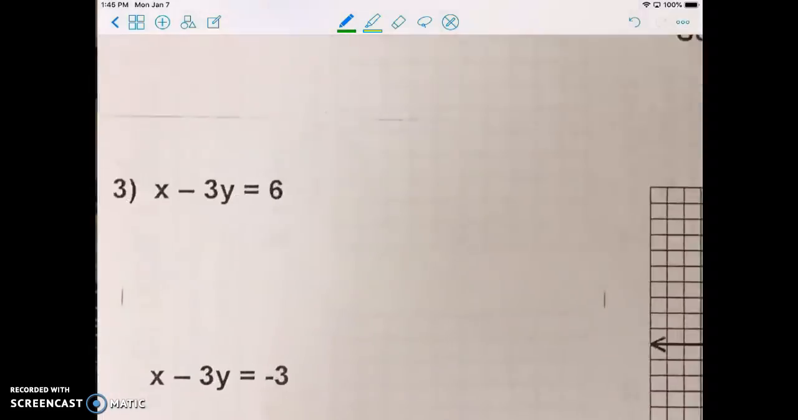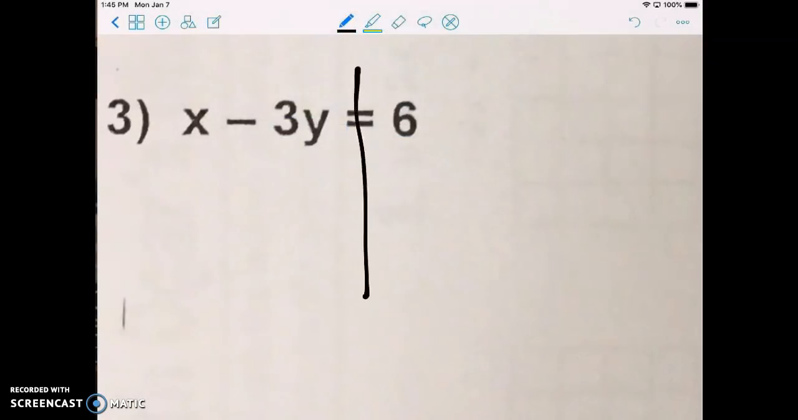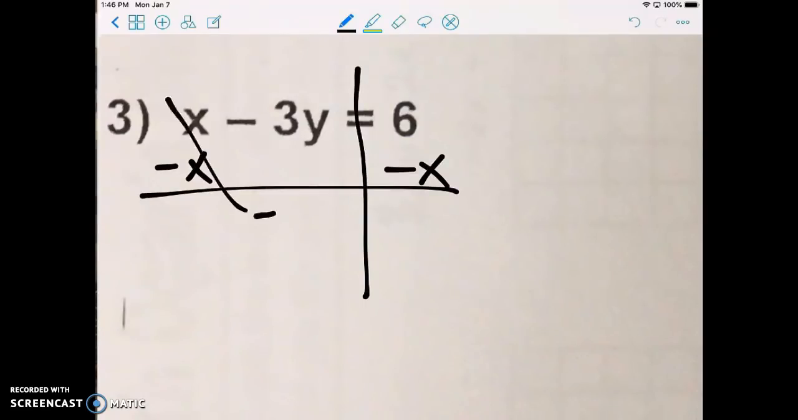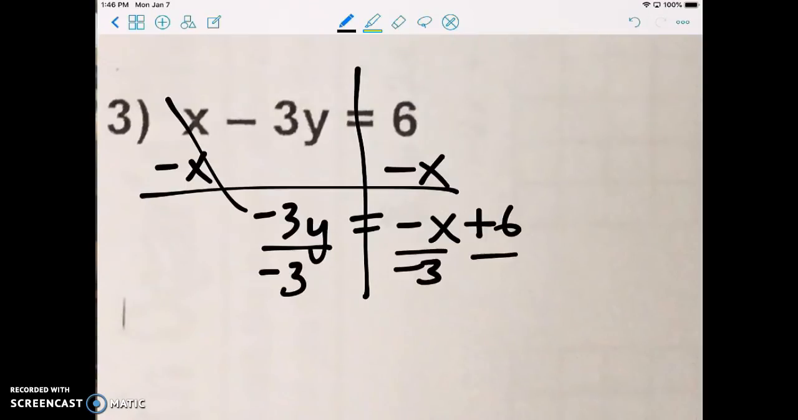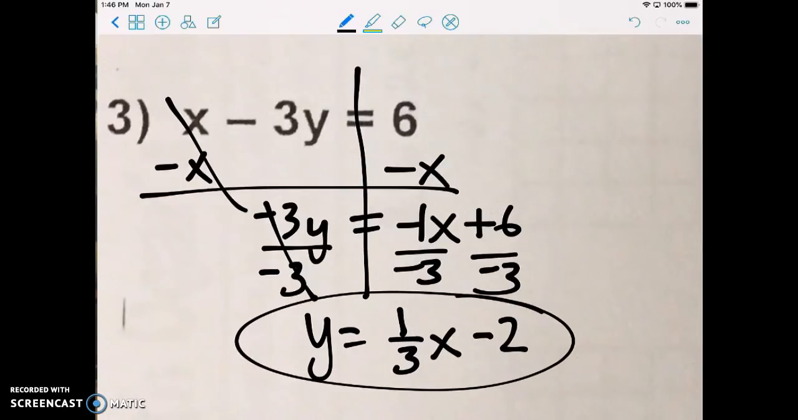Alright, same thing on the last one. Again, if that was too fast, go ahead and pause it and rewind it. We're going to subtract our x. Negative 3y equals negative x plus 6. Divide by negative 3. Y equals 1/3 x, because remember, there's a 1 there, minus 2. We have our first line.